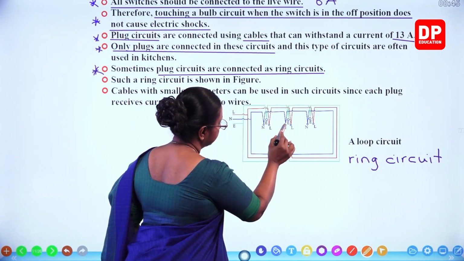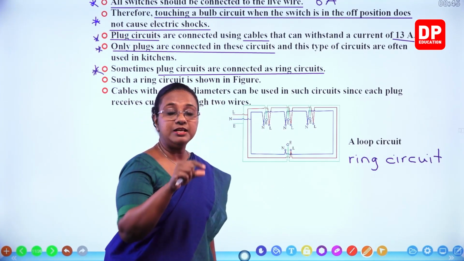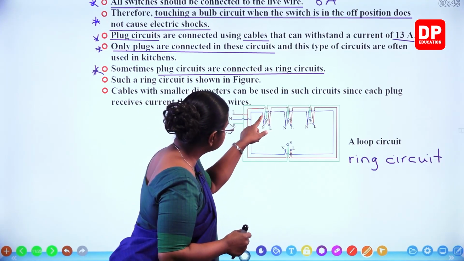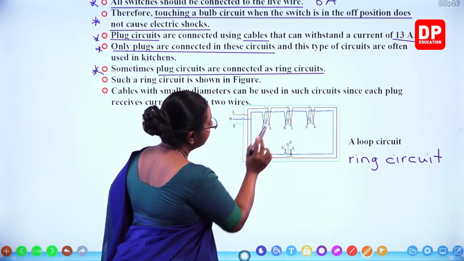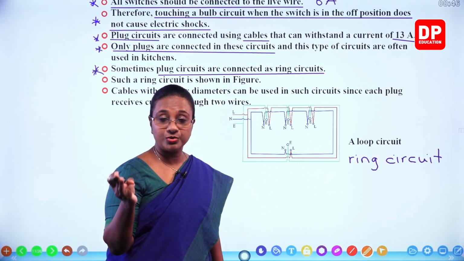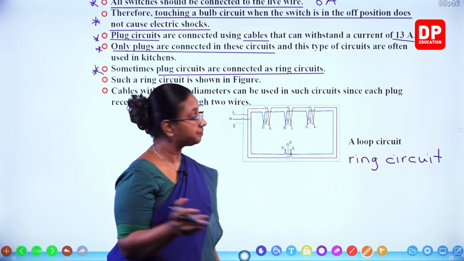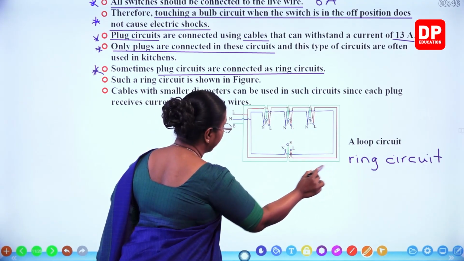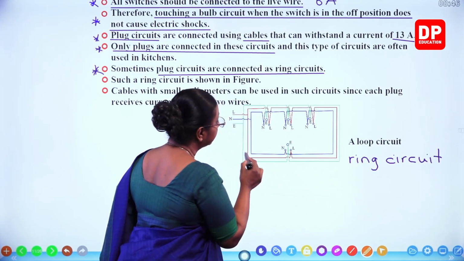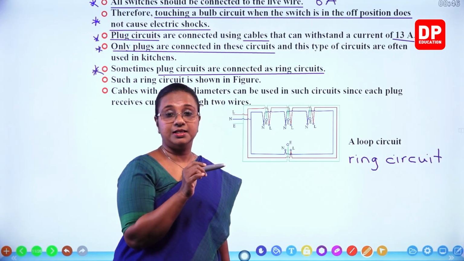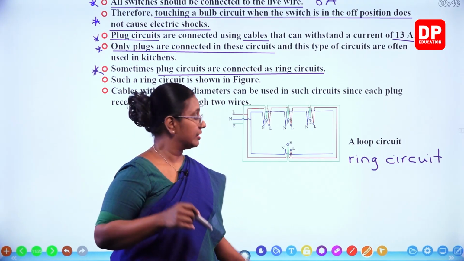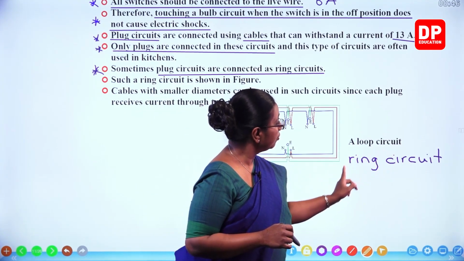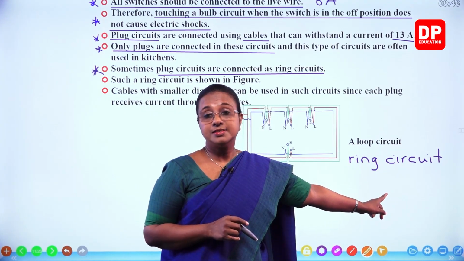And these points correspond to the different sockets. Now here you can see the 3 pins. Earth wire large pin, whereas the neutral and live wires the small pin. So those are 3 pin plugs. Now in this you can see it is a complete and continuous circuit, like a ring or a loop that is continuous. That is why we call it a loop circuit or a ring circuit.